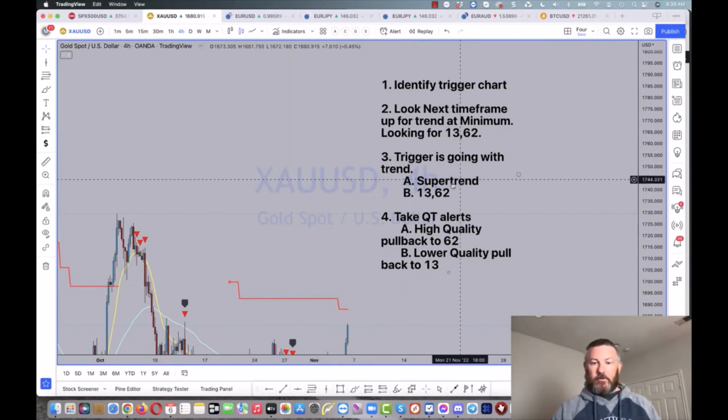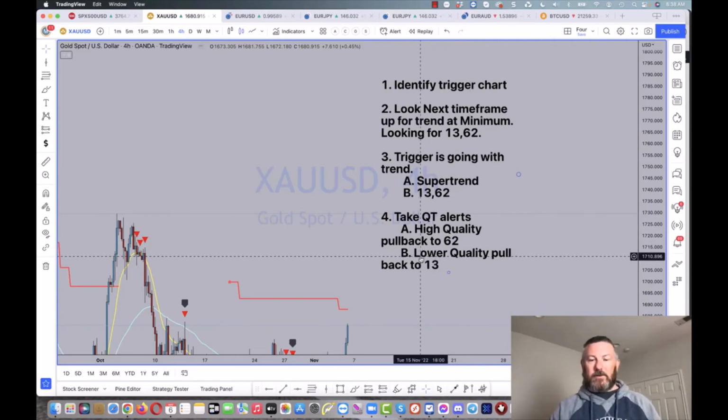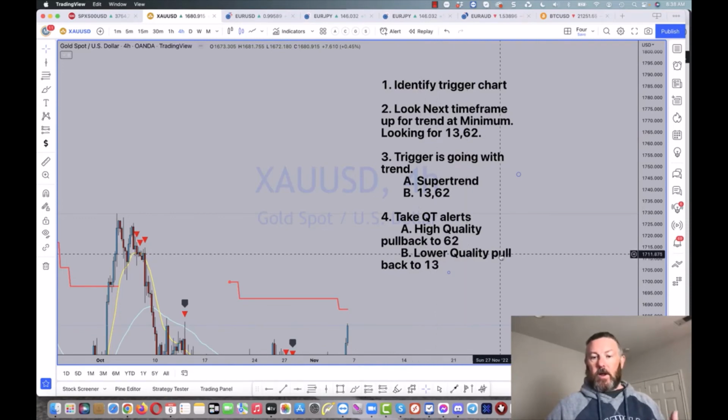All right, super trend and the 1362 in your direction, and then take those quick turn alerts, and you just gotta understand there's high quality ones. Those are the pullback to the 62, and just lower quality. I'm not gonna say they're low or they're bad trades, because there are some good trades from these 13s, right? But again, it's learning those nuances, learning those candle patterns, and that's just something you can't do a training video on. It's just something you've got to practice and see those for yourself. Right, but they're lower quality.